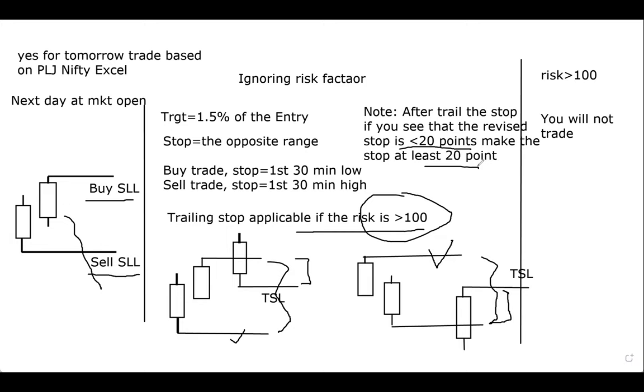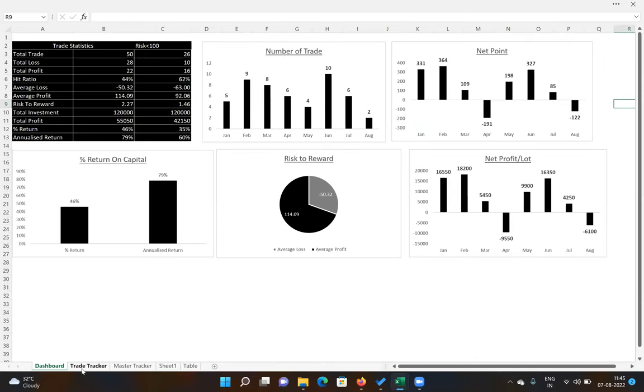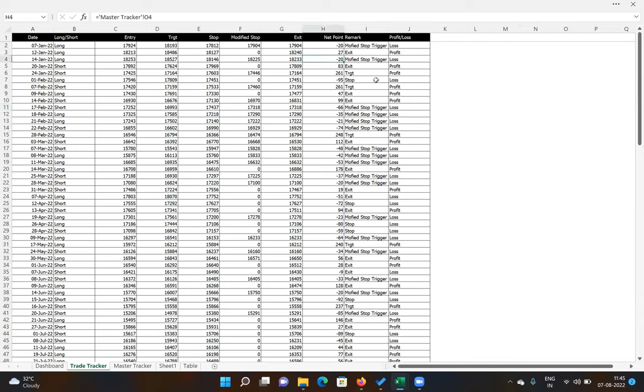Now, we will go back to the result once again to discuss a couple of points we have explained so far. If we go to the result, you can see that sometimes we have a 20 point loss. That is the modified stop trigger. That is the day when we modified the stop and the stop was triggered. So you can see that in a few cases we have a 20 point loss and in a few cases a 60 point loss in modified stop trigger. What it means is that on that day, 17th Feb, the risk was greater than 100 and the modified stop loss was applied. Once we modified the stop loss at the high of the candle which executed the trade, it was 66 points and we kept that.